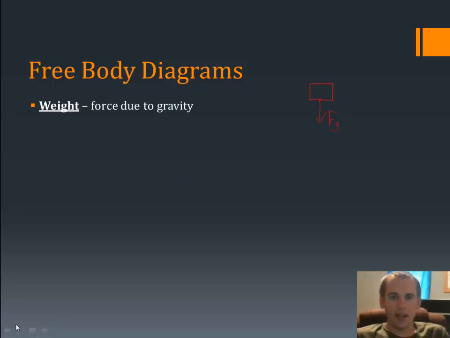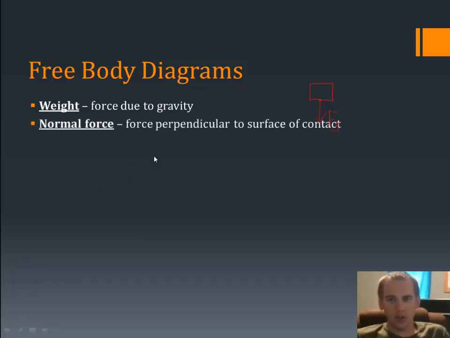Okay, and there's several forces that we're going to use over and over again. So we're going to go ahead and get those out of the way. Okay, so we've got weight, which is the force due to gravity. We've got the normal force, which is a force perpendicular to a surface of contact. Now, perpendicular and normal are actually mathematically equivalent, really. They both mean at a 90-degree angle.